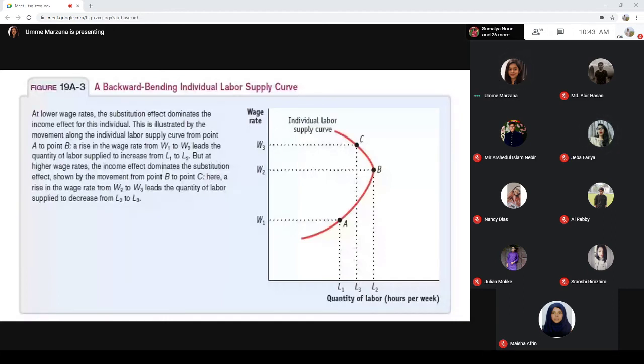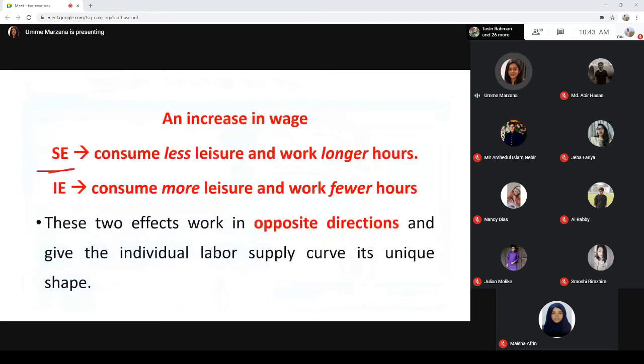Okay, fine. So I was saying that because of these two effects, a substitution effect and the income effect: the substitution effect causes you to work more and consume less leisure, and the income effect causes you to consume more leisure and work fewer hours. This is what happens when the wage increases. In two directions it is causing your labor supply to move. On one side you're working more, on the other you're working less. Is that clear? Yes, ma'am.